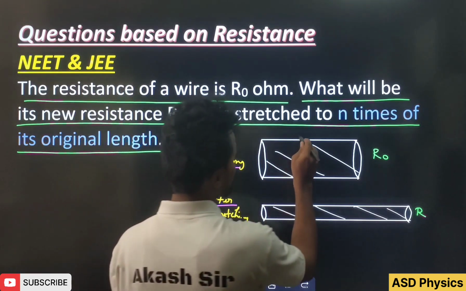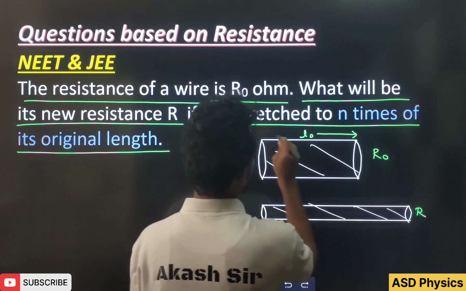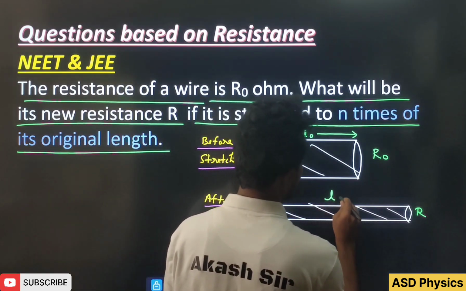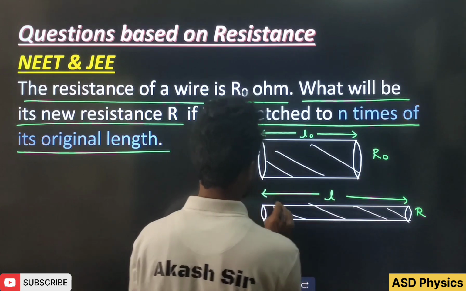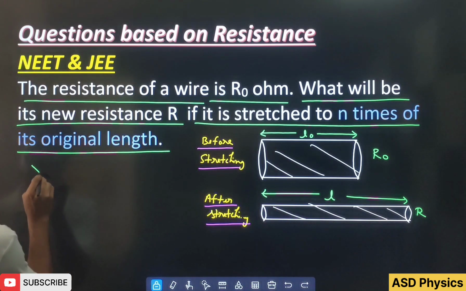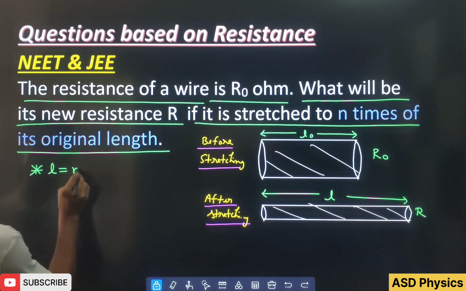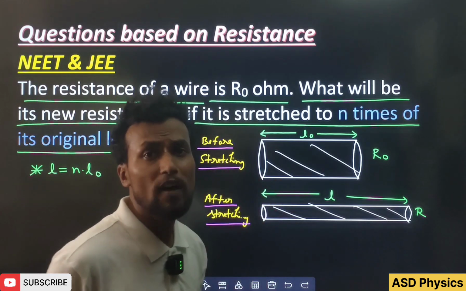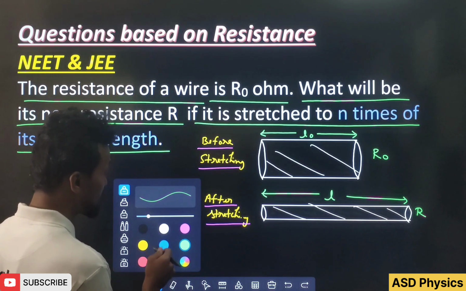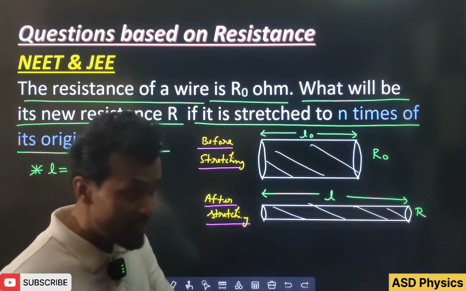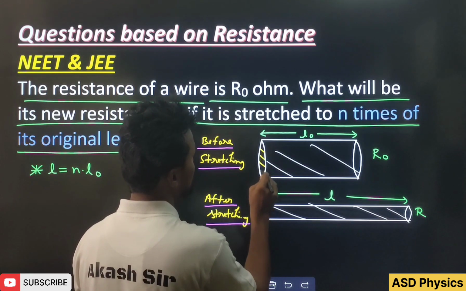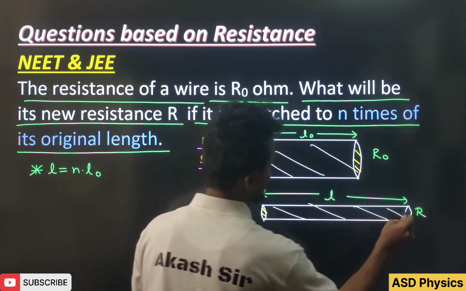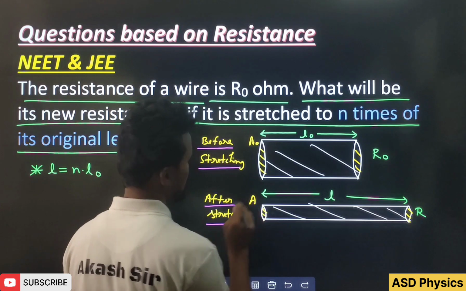And let's take the original length of the wire as L0, and after stretching the length is L. According to the question we can write that this new length is equal to n times the original length. Okay, so students, when the wire is stretched, what will happen? It will become thinner. That means the area of cross section will decrease. So let's take, for example, the area of cross section as A0, and this new area of cross section is A.